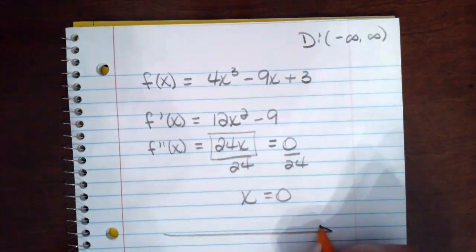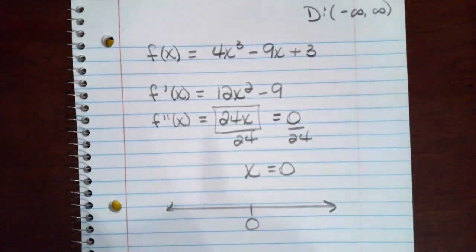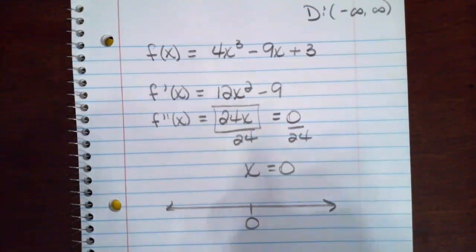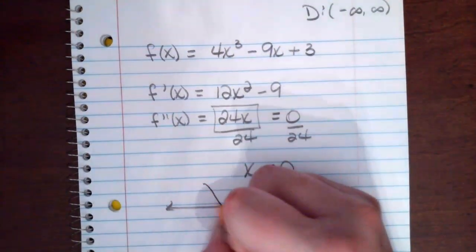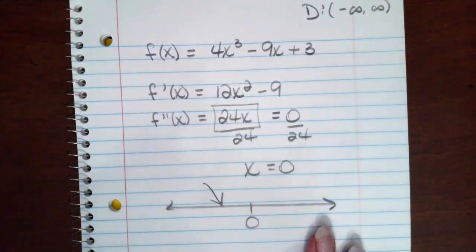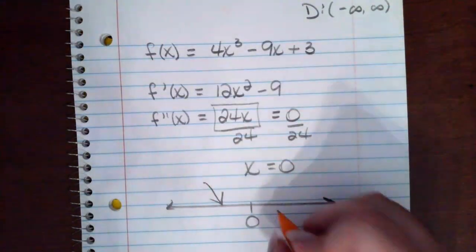So on my number line, I have a possible partition point at 0 or a possible point of inflection at 0. Okay, so what's a nice friendly number to the left of 0? Try negative 1. So 24 times negative 1 is negative. What about a number after 0? We can use a million. So 24 times a million is positive.